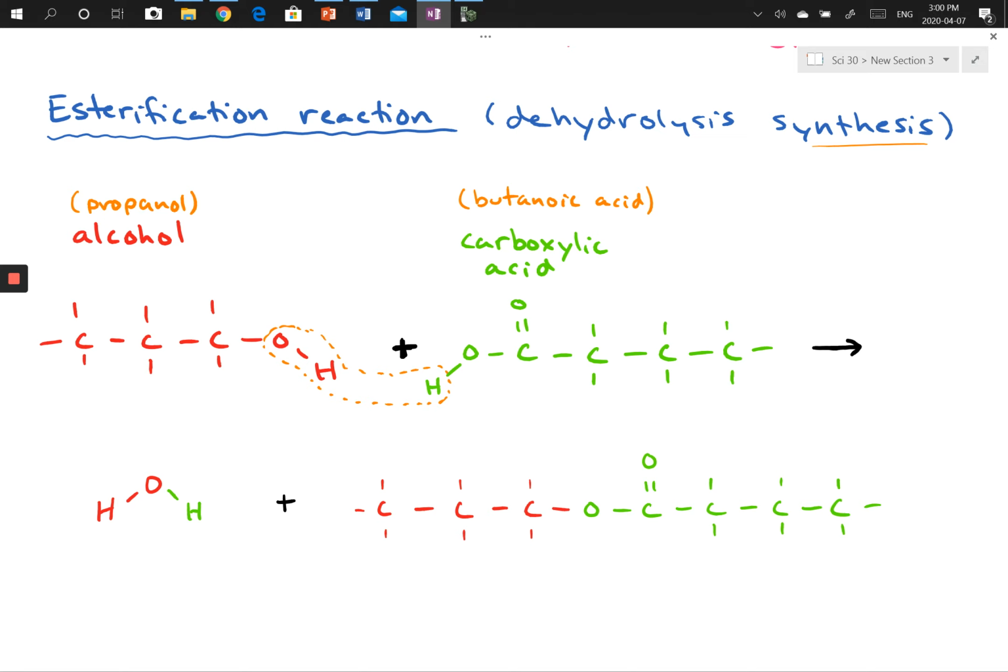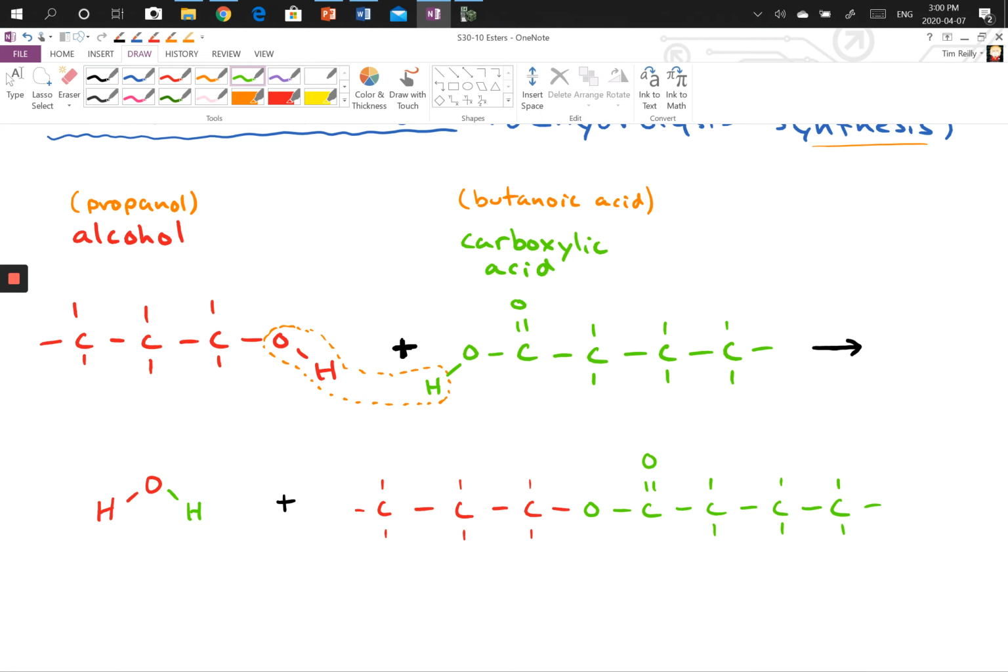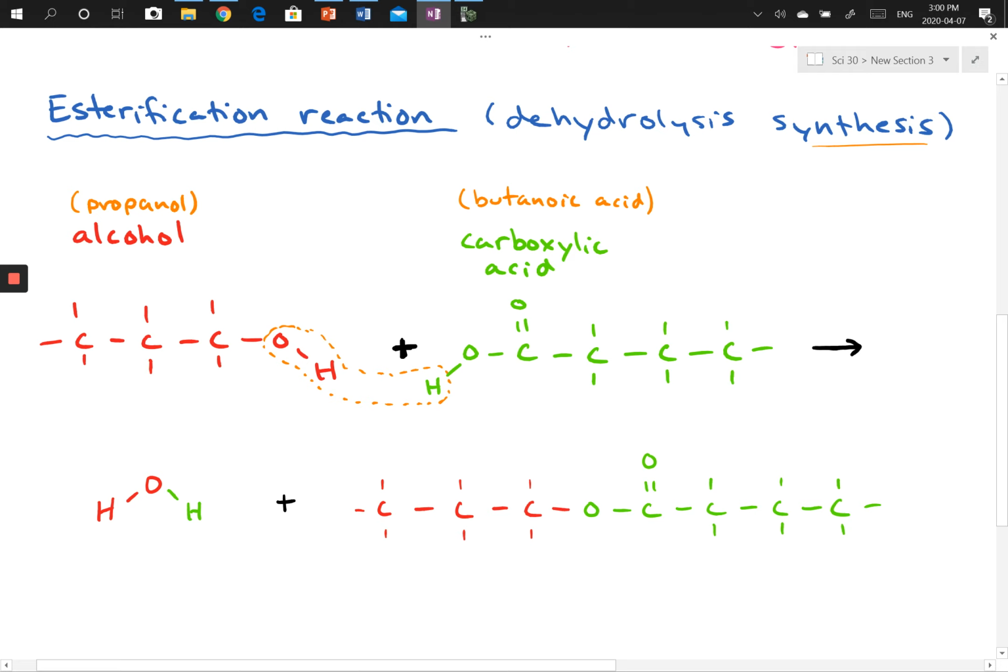And remember, you can recognize an ester by seeing 2 carbon chains with an oxygen in the middle. One of those sides is going to have a double bonded oxygen on it. That is the carboxylic acid side. Now, to name this, we always name with alcohol first. Alcohol comes first. Remember that, kids.